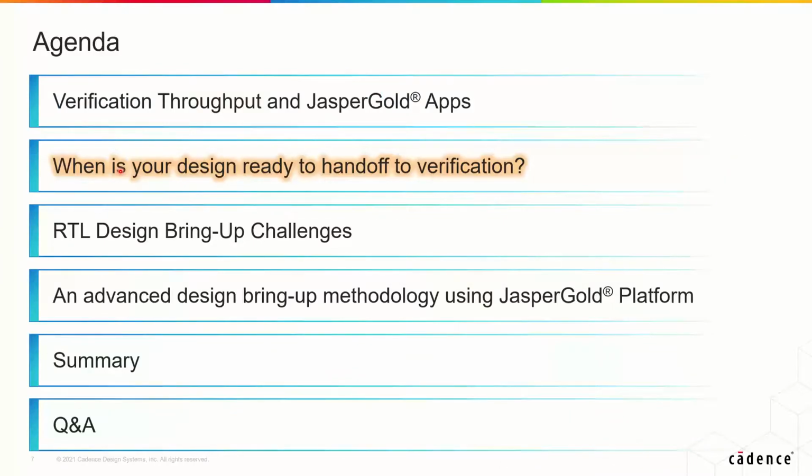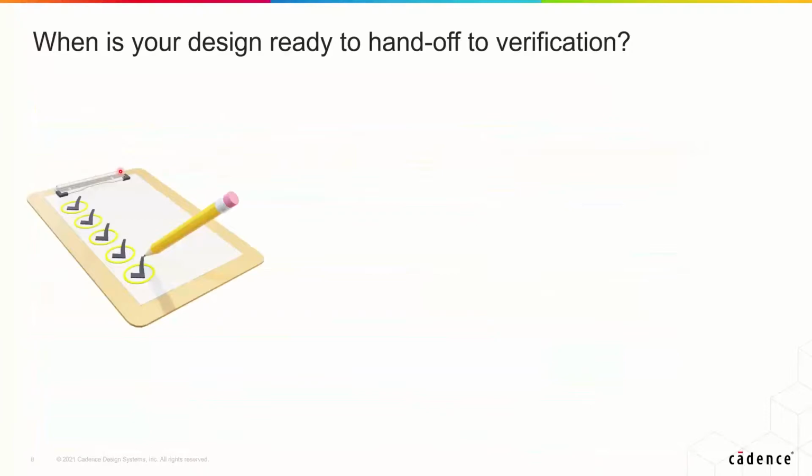The question I want to ask here is, when is your design ready to hand off to verification? When we think about this question, we can enumerate several items as a task list. For example, the first one is if we could start by linting. Seeing if all the lint checks are passing based on a predetermined baseline. There are no basic structural checks. In JasperGold's case, this can be done with the SuperLint app.